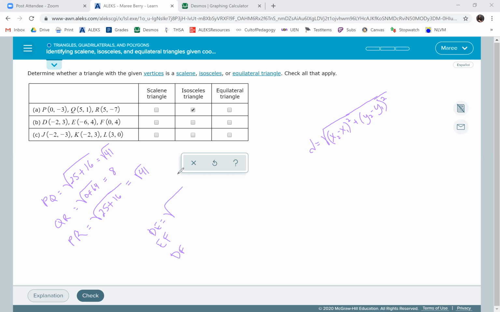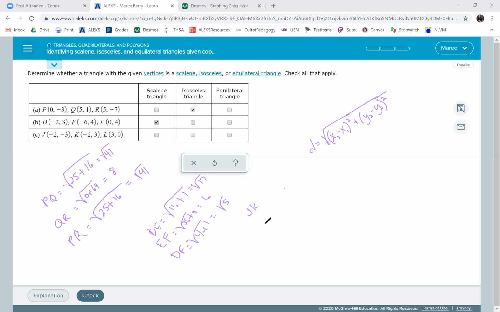Then for the second one, we have DE, EF, and DF. So DE, we take -6 and -2, which is 4 units, squared is 16. The y's are 1 apart, so this is the square root of 17. 1 squared is just 1. Then EF, there's 6, so the square root of 36 plus 0. So this is going to be 6 units apart. And DF, the x's are 4, square root of 4 plus 4 and 3 is 1 apart. 1 squared is 1, so square root of 5. So this is scalene. None of the sides are the same length, so that's going to be scalene.